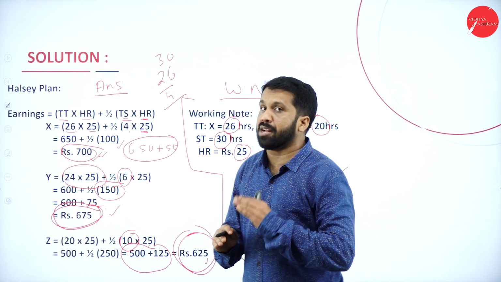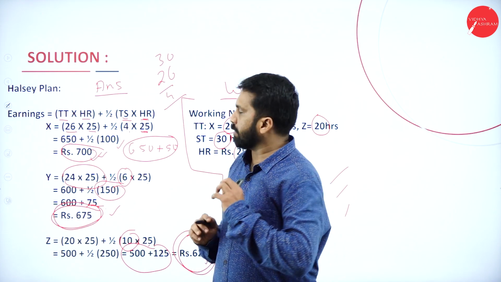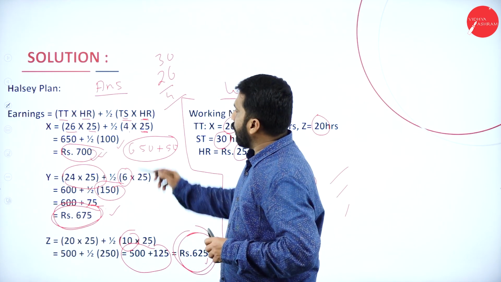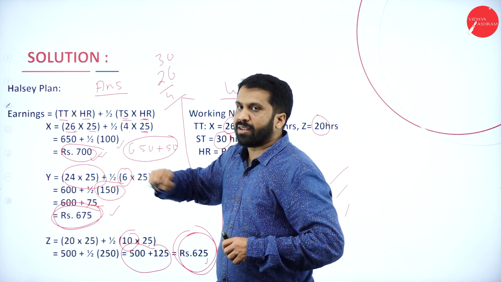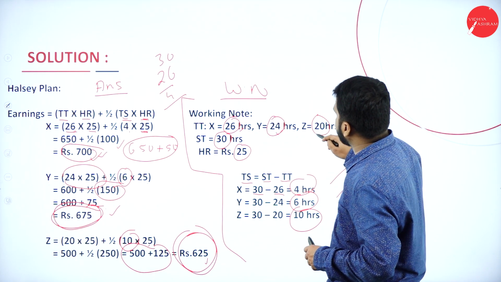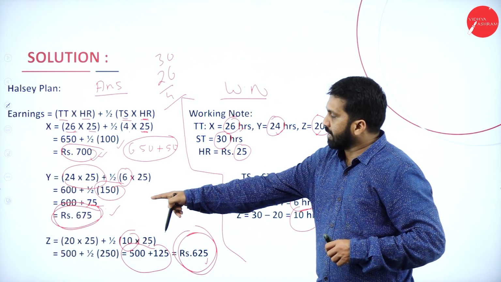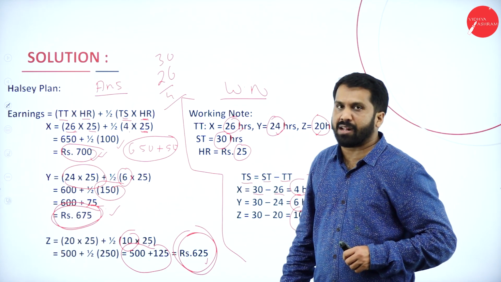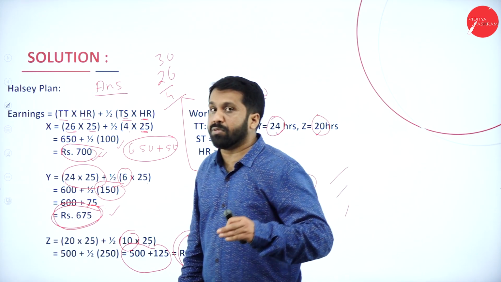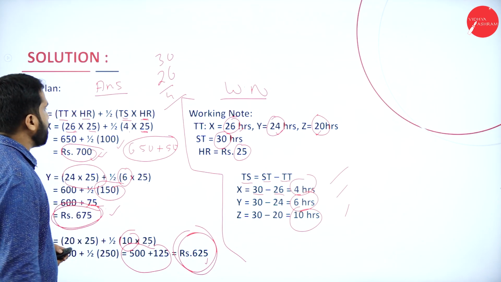We don't want per day, we want per hour. How to calculate? Very simple. Now, he is taking 700 rupees. How many hours has he worked? 26. See, X worked 26 hours, Y 24, Z 20. 700 divided by 26. 675 divided by 24. 625 divided by 20. If you do this kind of calculation, you will get your answer. I'll go for that.